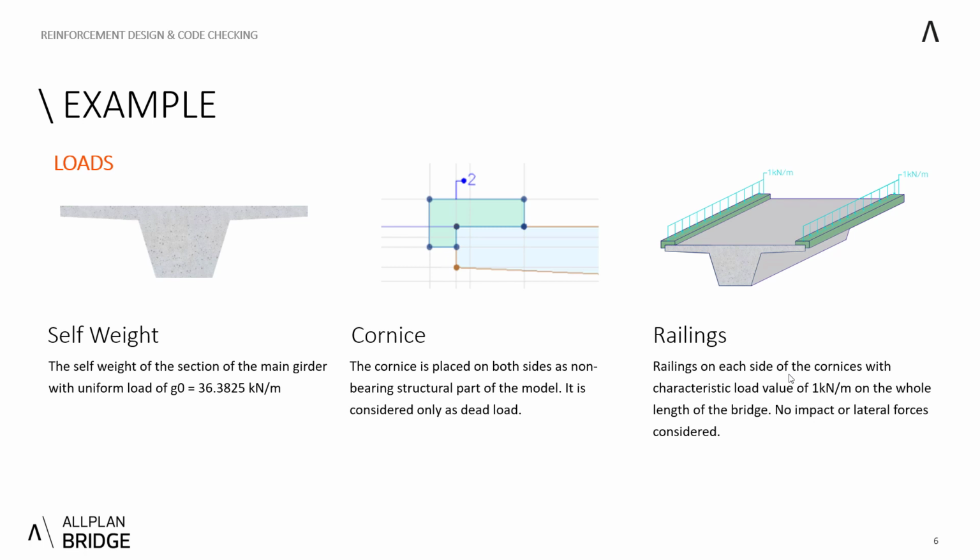The second permanent load which we will consider is two cornices. They are placed on both sides of the section as non-bearing structural parts. Therefore, the actual mass is calculated directly by Allplan Bridge. Later on, as you will see in the construction schedule, we will apply bearings on each cornice, and we will take into account the characteristic load value of 1 kilonewton per meter on each side. We do not consider any impacts or lateral forces, just to have a simple example.